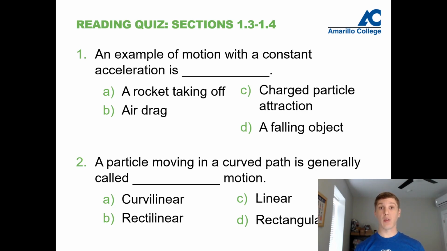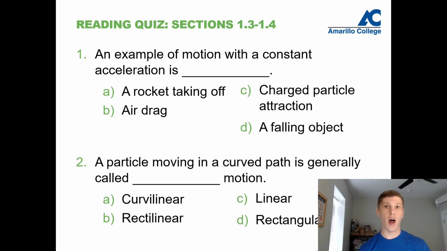We will not have a reading quiz today as class was canceled due to weather, but it's good to take a look at the reading quiz and make sure that you understood the concepts that were covered in the reading. So the first question says, an example of motion with a constant acceleration is, and it gives you a bunch of options: a rocket taking off, air drag, charged particle attraction, and a falling object. So the answer to this one would be D.